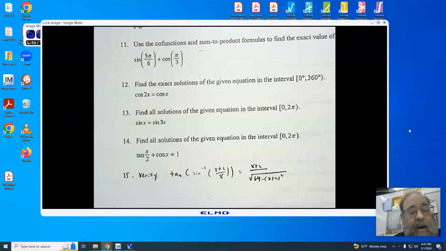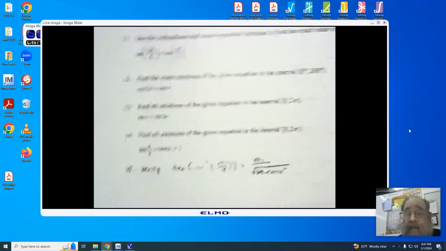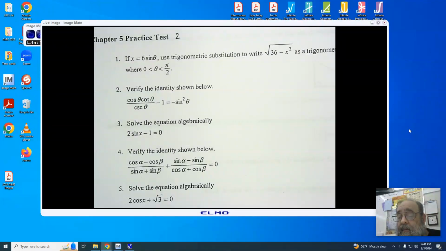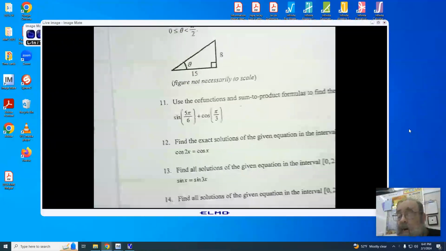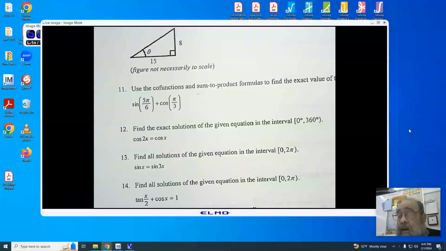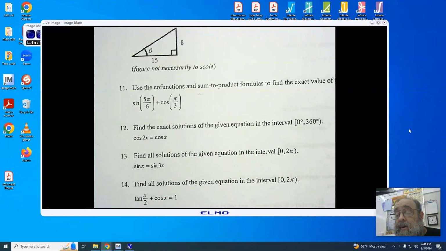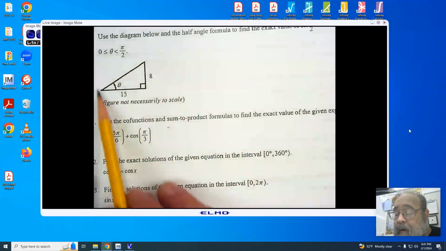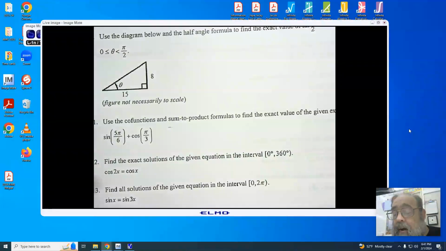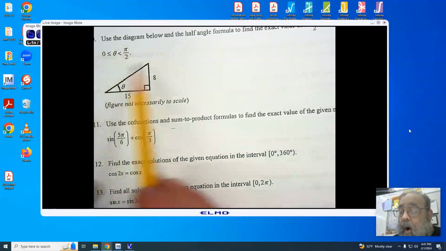Today we're going to be taking a look at part 2 of the Chapter 5 practice test number 2. I'm going to be doing numbers 10 through 15, and we're going to start with number 10. We're being asked to use the half-angle identity, and we are given a picture. The figure is not necessarily to scale, and we are in quadrant 1.